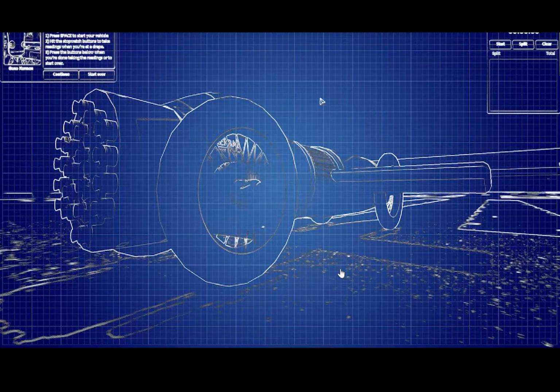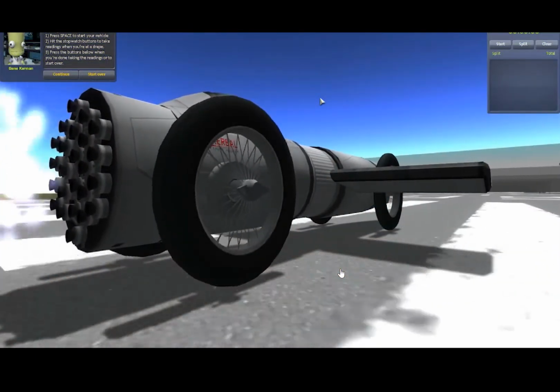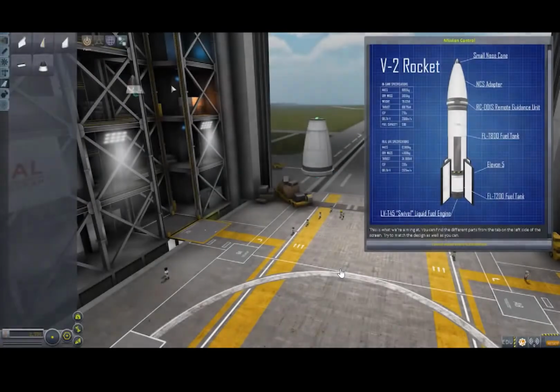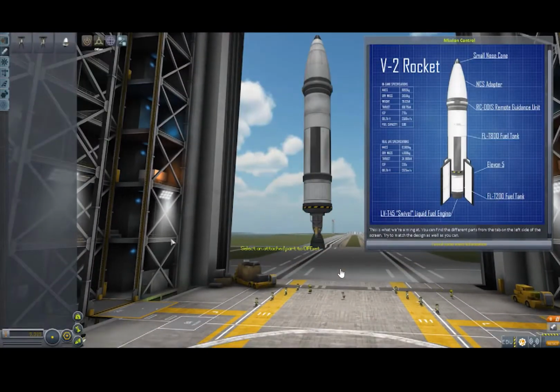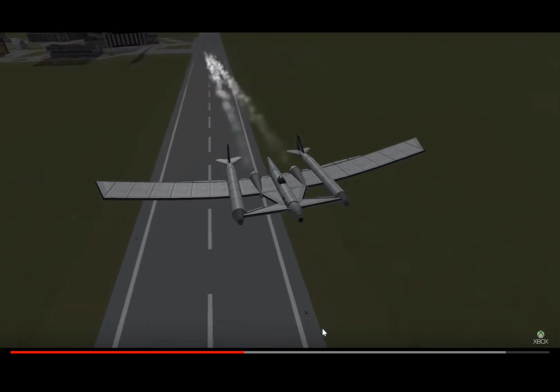I've already learned a lot more math and physics than I knew before starting to play this game, and I've just gotten started. And by the way, you can learn a lot of engineering as well by building your own rockets and airplanes and trying them out.